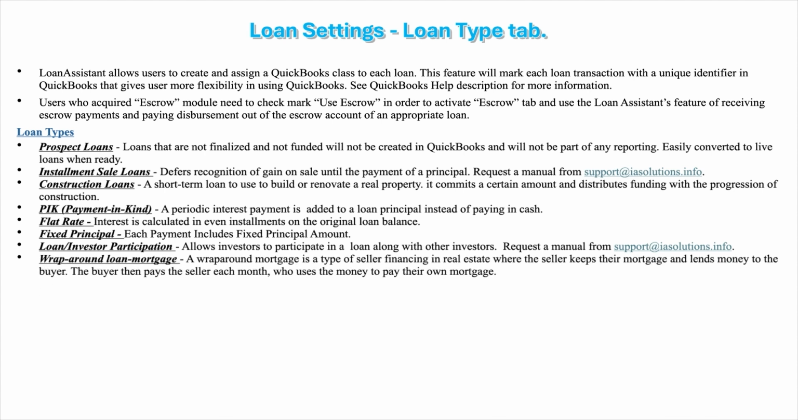Wraparound loan mortgage. A wraparound mortgage is a type of seller financing in real estate where the seller keeps their mortgage and lends money to the buyer. The buyer then pays the seller each month, who uses the money to pay their own mortgage.